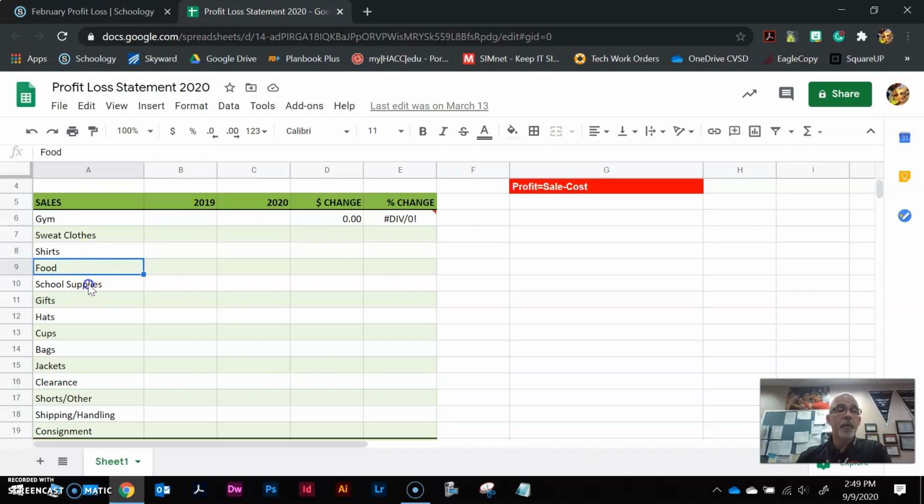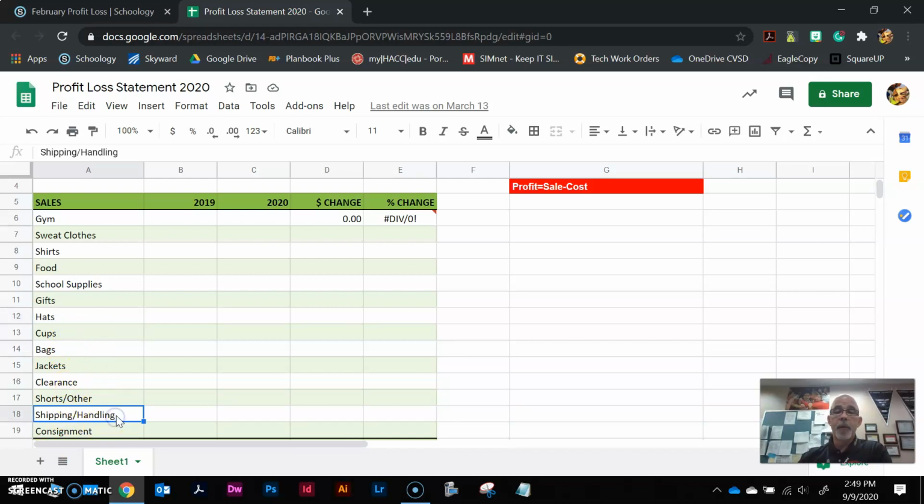Food would be all the food items. School supplies could be like CPR kits, notebooks, pencils, pens. Gifts, you know, we have some things in there for gifts. I'm thinking like neckties, umbrellas. Not a lot. We have the plush eagle. We have the blankets in the store that would be classified there. Hats would be your baseball caps. It could be a beanie. It could be a visor. That's what we're looking at there. Cups. We have ceramic mugs. We have the water bottles. Again, they would all classify in each of these categories.